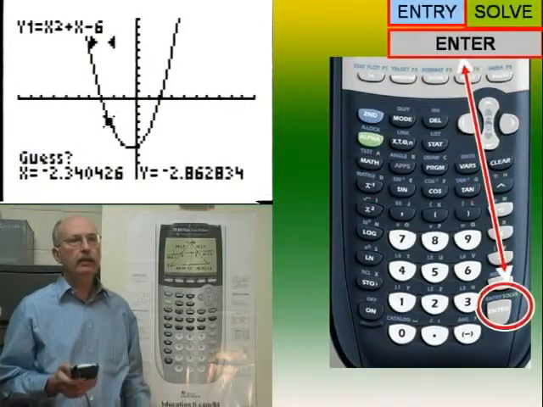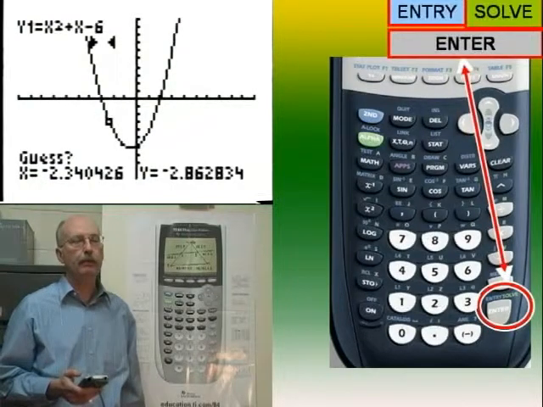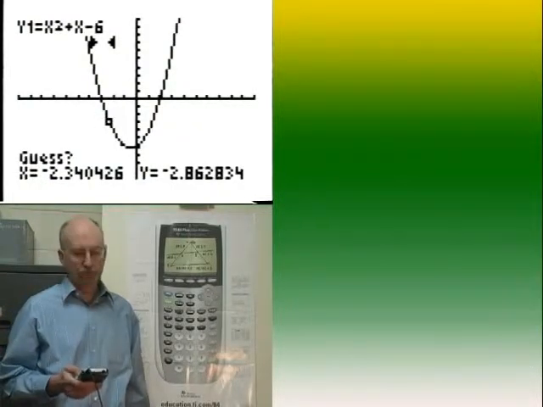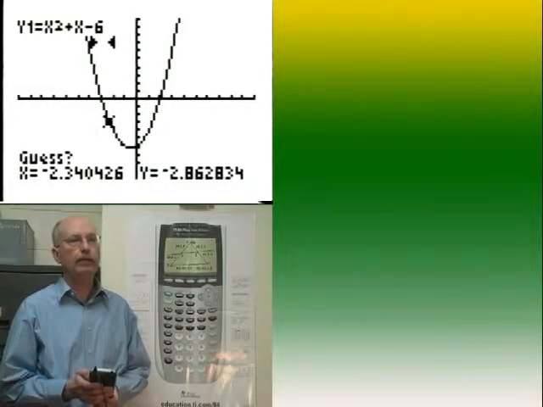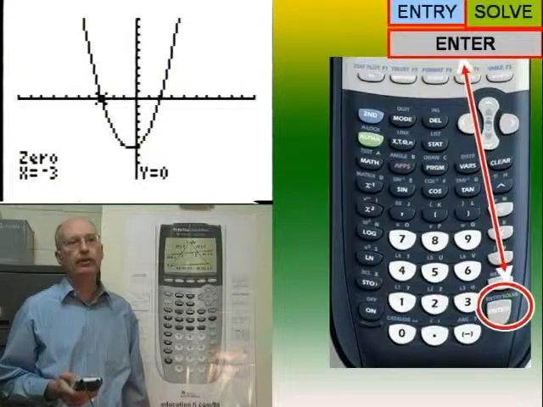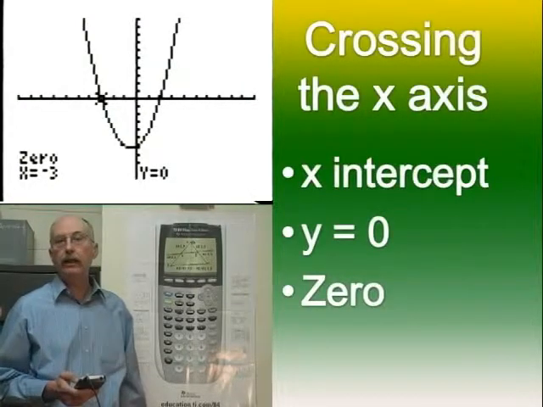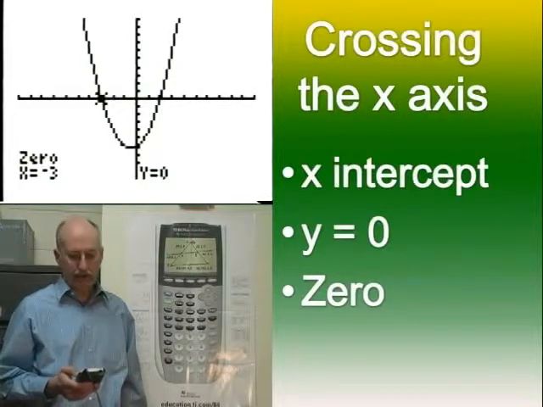enter again. Notice that the area that we've surrounded there is captured by those 2 arrows up top, and it says guess. I'm not even going to guess this time, I'm just going to press enter. And you can see that the zero occurs when x equals -3 and y equals 0. To calculate the other zero, we'd do exactly the same thing.